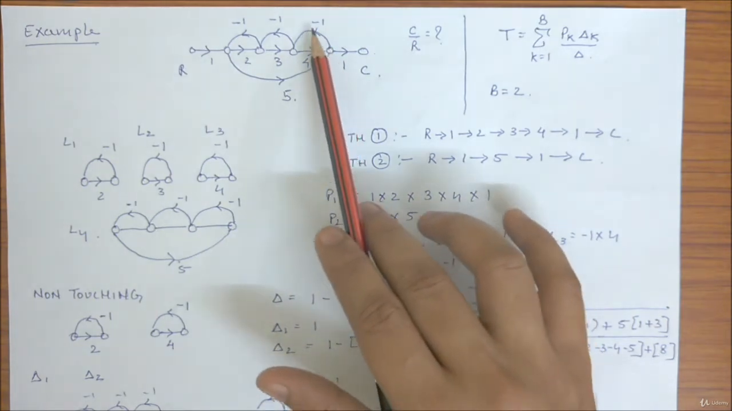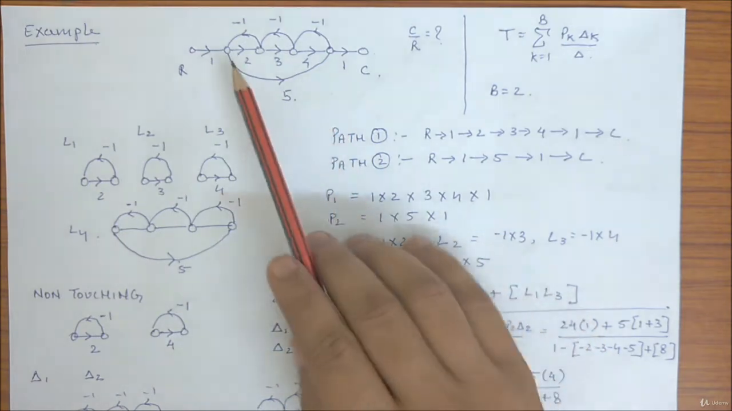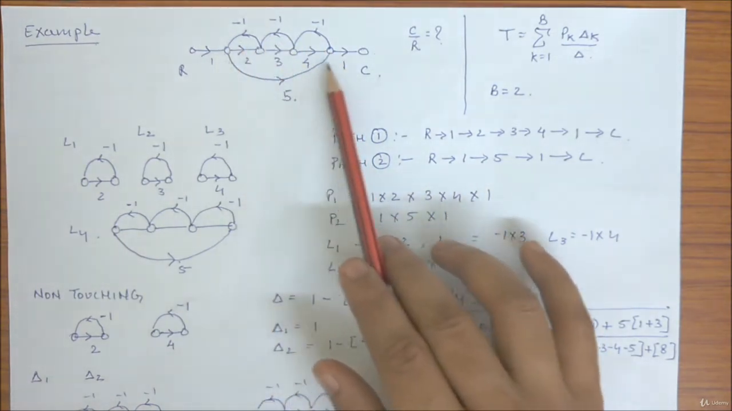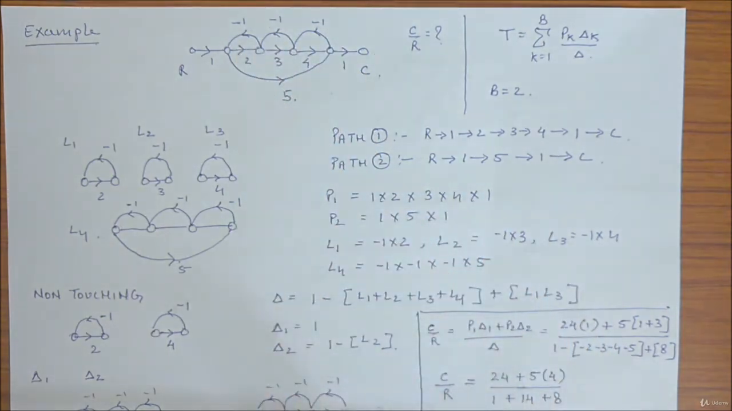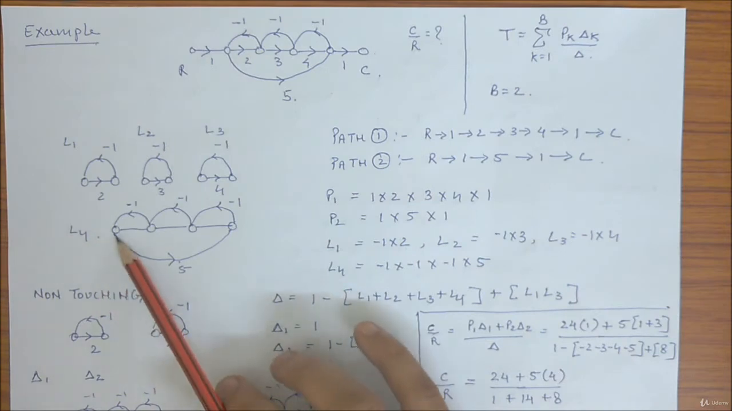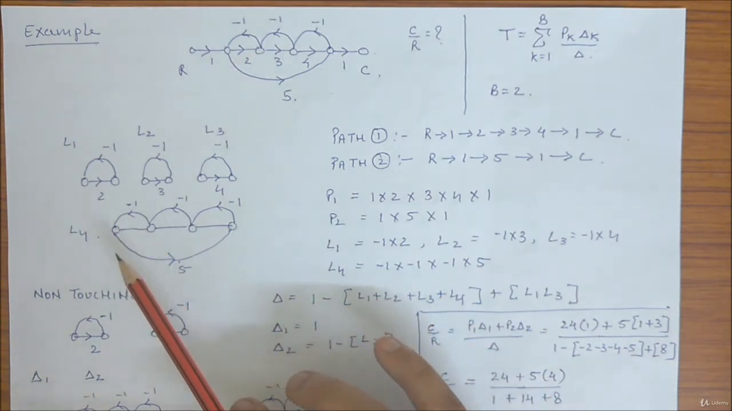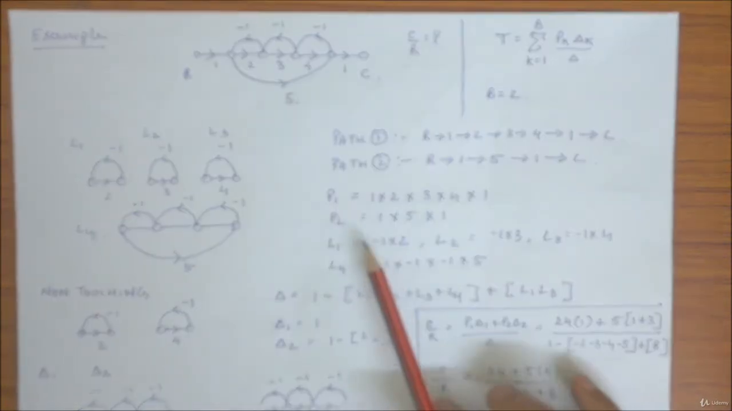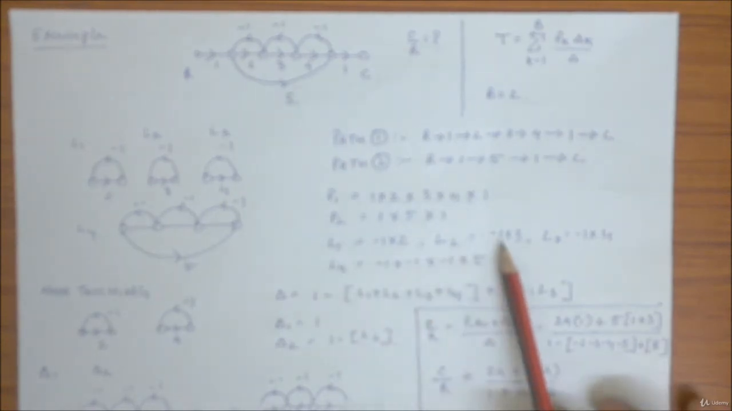5 minus 1 minus 1 minus 1. You started from this node, you again came back to the same node, covered other nodes once, other branches once. So this is my loop 4. These are my 4 loops. These are the values, loop gains. L1 is equal to minus 1 into 2, L2 is equal to minus 1 into 3, L3 is equal to minus 1 into 4.